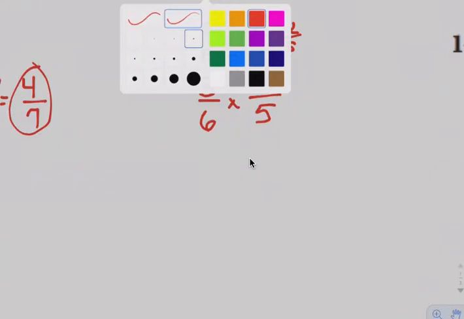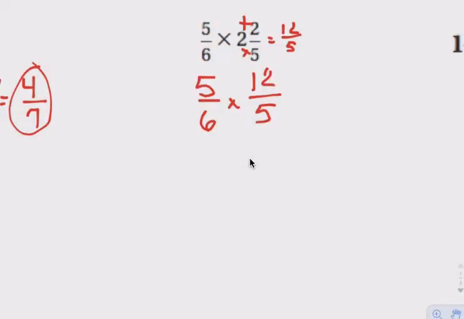Look at our diagonals. Can we cross cancel? Well, 6 and 12 share a common factor of 6. 6 divided by 6 is 1. 12 divided by 6 is 2. And 5 and 5 share a common factor of 5. So 5 divided by 5 is 1, and 5 divided by 5 is 1. So 1 times 2 is 2, and 1 times 1 is 1. So that is equal to 2.